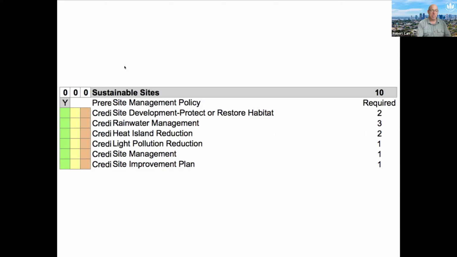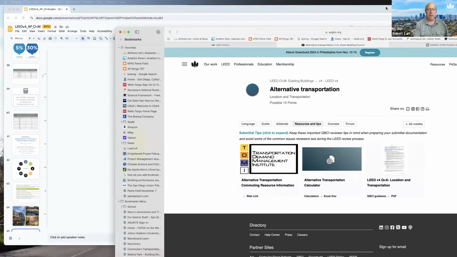So this has a prerequisite. You have to have a site management policy. And maybe what I can show you here is, where would I find that policy? So I'm going to go ahead and do this. Come on. All right. And I'm going to bring it back to the LEED credit library.